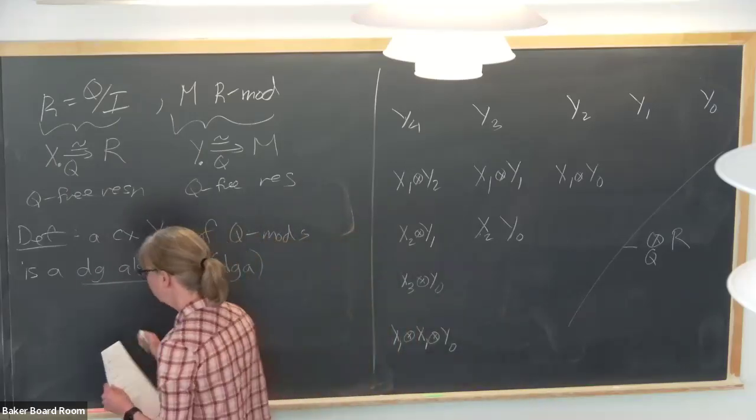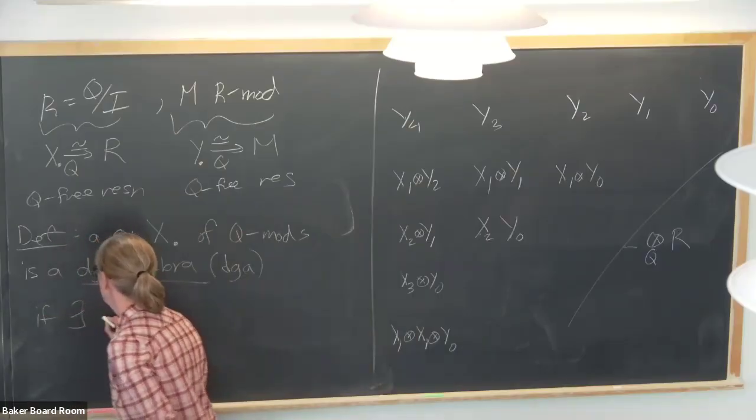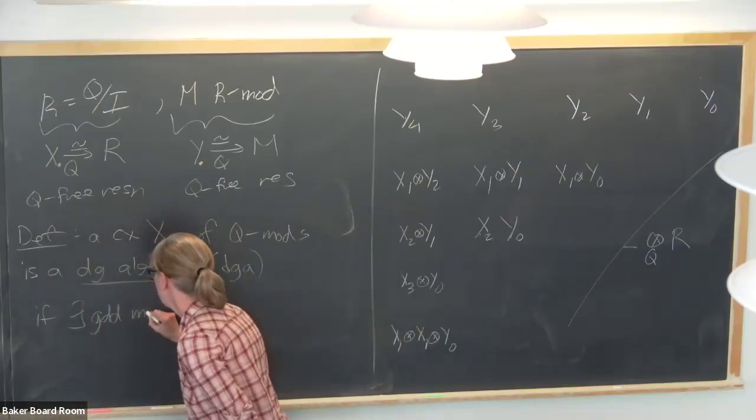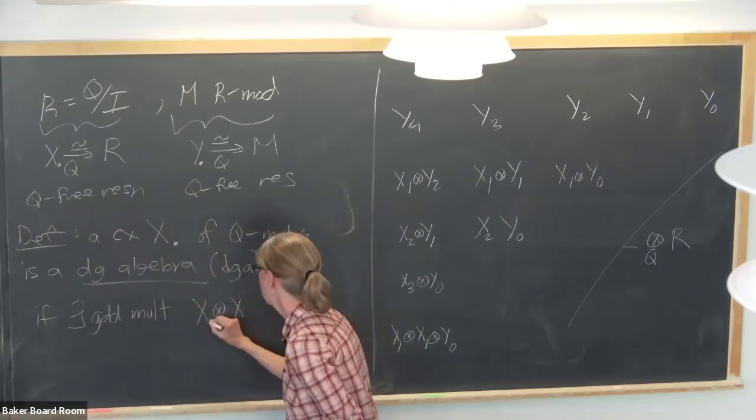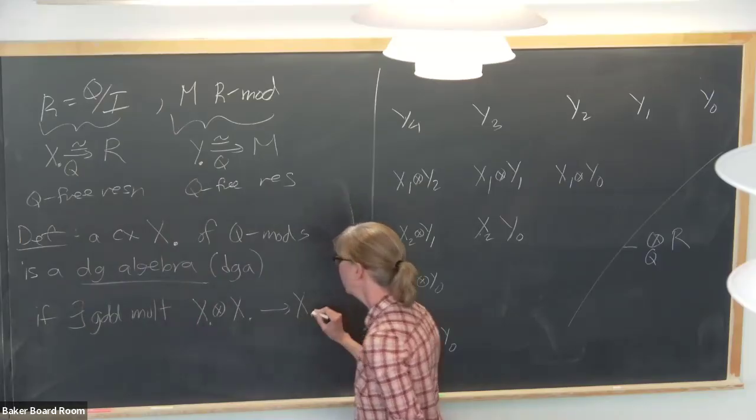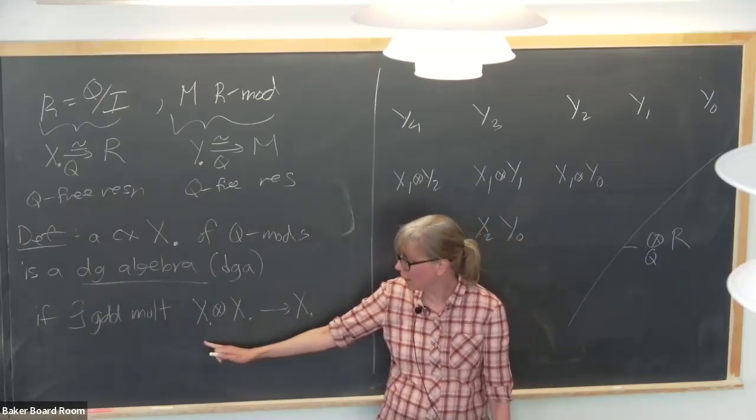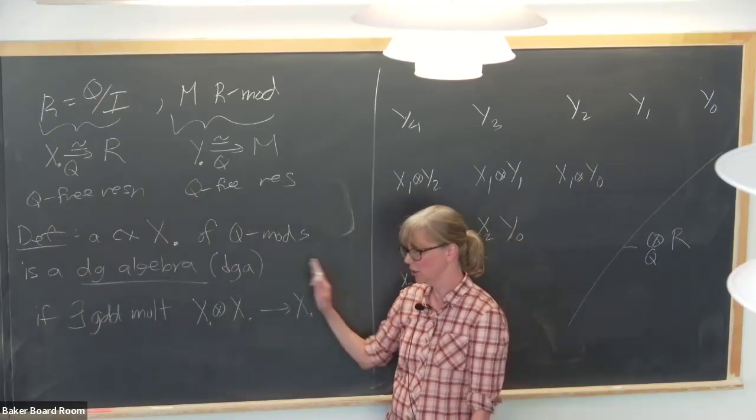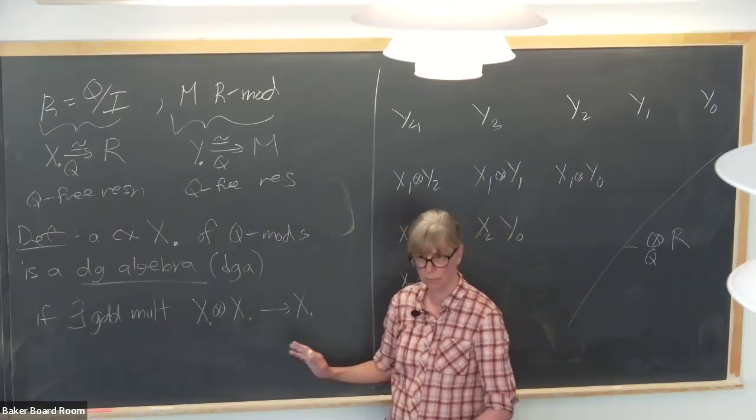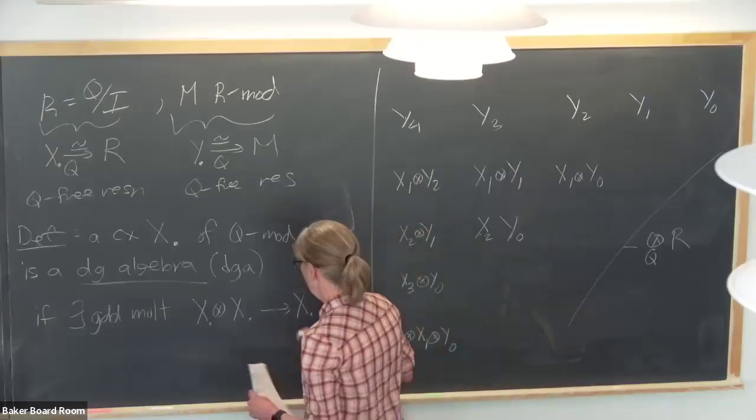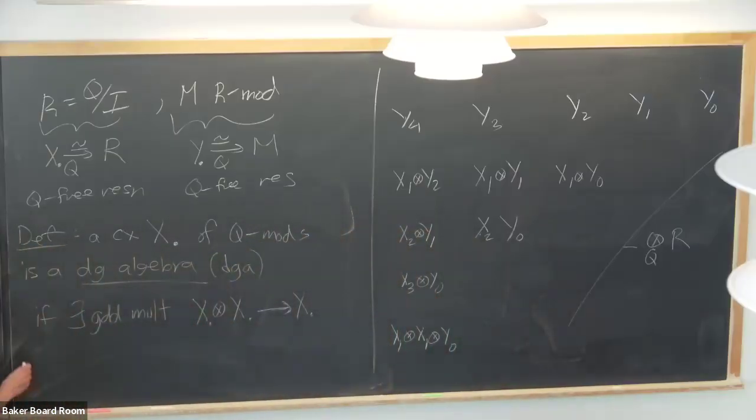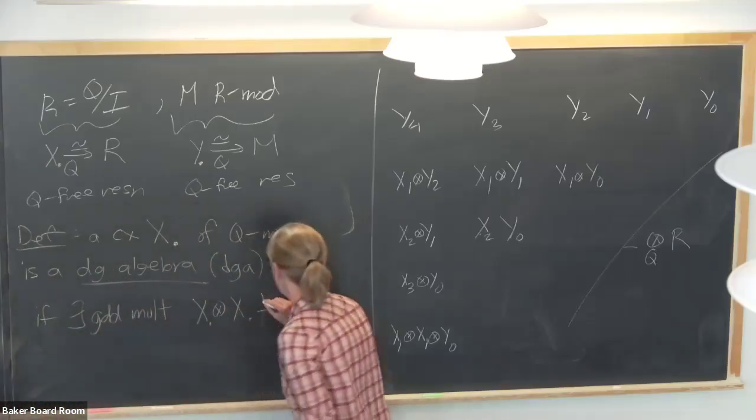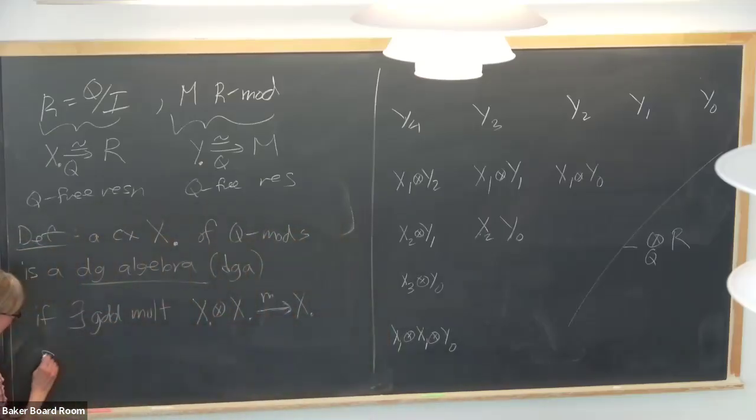If there exists a graded multiplication on X tensor X dot goes to X dot, meaning if you have something of degree I times something of degree J, it should land in degree I plus J. So that's the graded product. Let's call it M, such that two things are true.